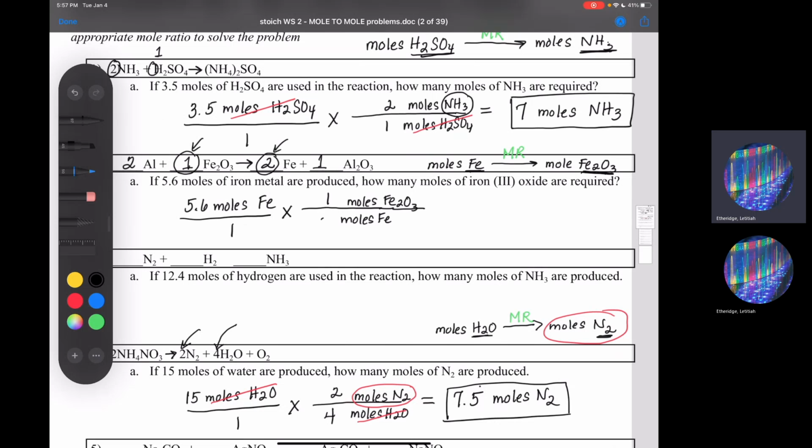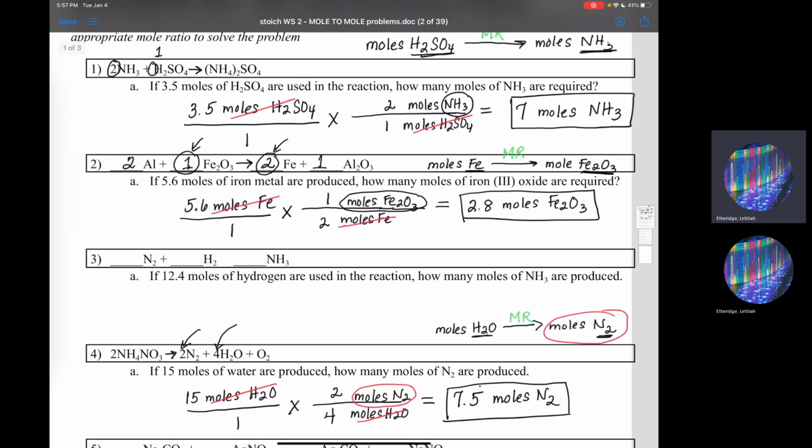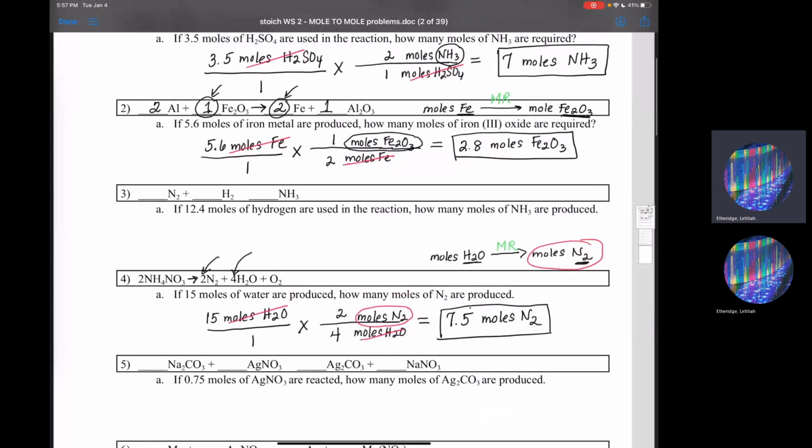So now let's take a look at our coefficients to figure out what our mole ratio is. We are in a 1 to 2 relationship. You always want to check to make sure your units cancel. Moles of iron. We are where we need to be. It's asking you for moles of iron 3 oxide. Essentially, what you're going to do is take your calculator. You're going to take 5.6, divide it by 2, and you're going to end up with 2.8. And the unit is moles of iron 3 oxide. And that is the answer for number 2.